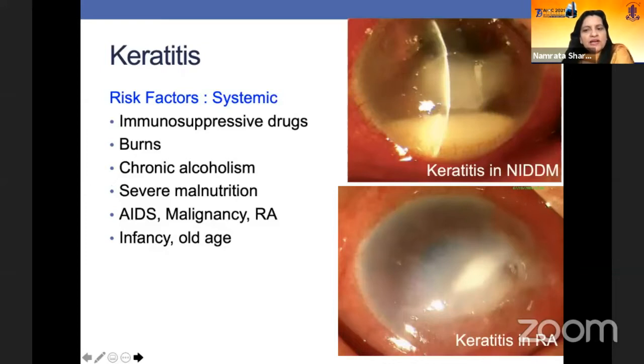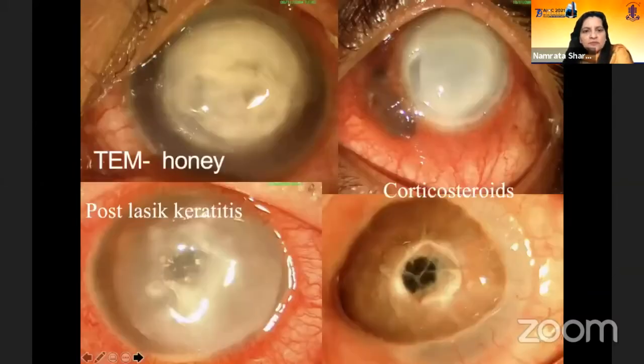The risk factors could also be systemic. These include the use of immunosuppressive drugs, burns, chronic alcoholism, severe malnutrition, AIDS, malignancy, rheumatoid arthritis, and extremes of age, which include infancy and old age. These are some pictures to show keratitis after use of traditional eye medicine such as honey. Then this is due to the use of steroids. Notice there's so much thinning here and perforation here. And this is a post-LASIK keratitis, a buttonhole flap, and an edematous LASIK flap here.